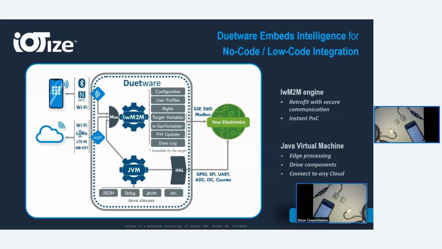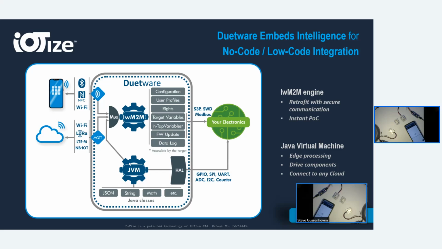Here's a little more detailed look at that. Here you can see the LWM2M is responsible for the fundamental communications that allow us to integrate easily and rapidly with your electronic designs, even retrofitting your existing designs, without modifying the code within your existing system, and also communicating with the outside world, notably with mobile devices, but also with our integration with other networks like LoRaWAN, LP1, and GSM networks.